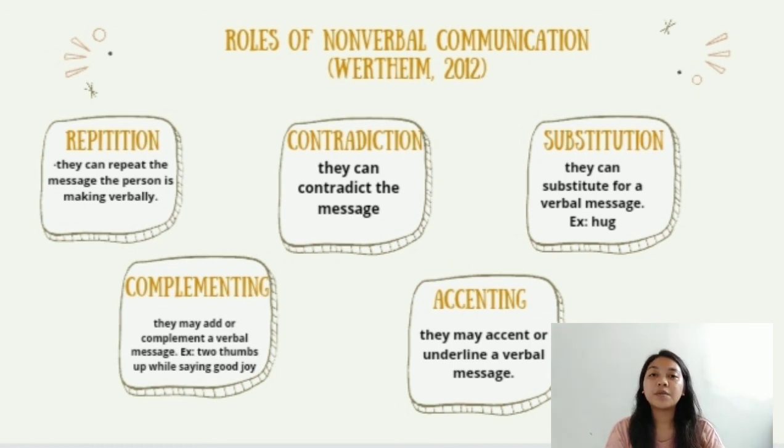The third one is substitution. They can substitute for the verbal messages that we are trying to speak. For example, our eyes often convey far more vivid messages than our words. And the fourth one is complementing. They may add to or complement a verbal message. For example, you are having a presentation. When it is done, your co-workers give two thumbs up to show that you did a good job.